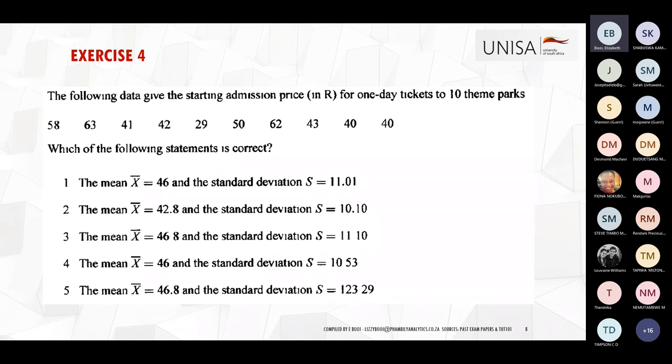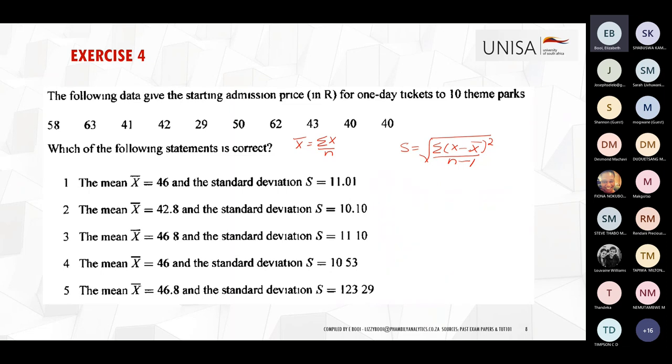Otherwise, you need to go and calculate the mean, X bar, which is the sum of observations divided by how many they are. And you need to calculate your standard deviation, which is given by the square root of your variance, which is the sum of your observed values minus the mean, squared, divided by n minus 1, because it's the sample standard deviation.